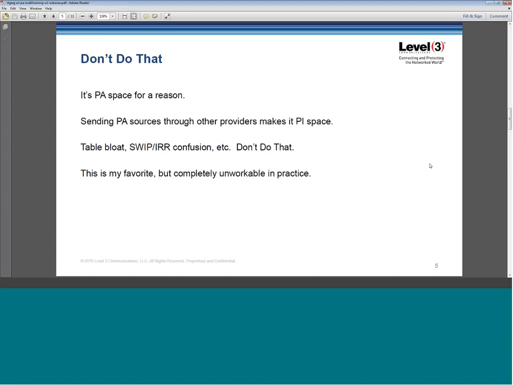Okay, so number 1, it hurts when I do this, don't do that. It's PA space for a reason. Sending PA sources through other providers makes it PI. This is impossible to deal with. We see this all the time.